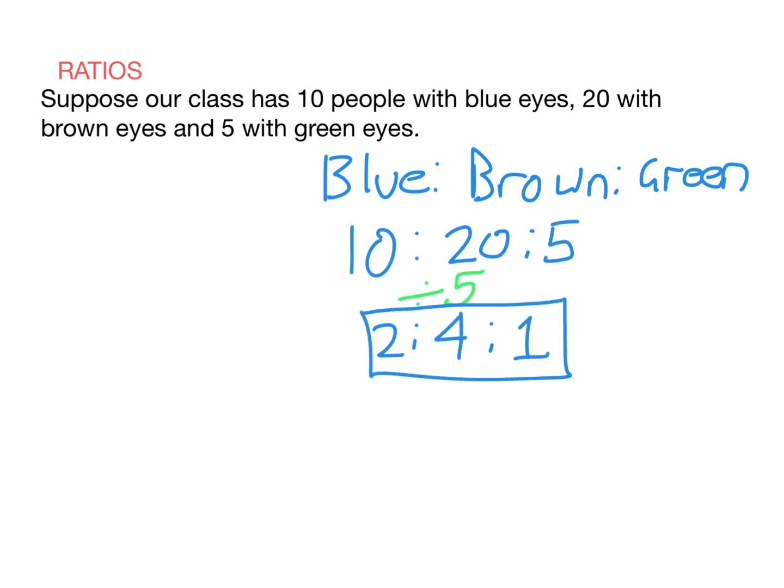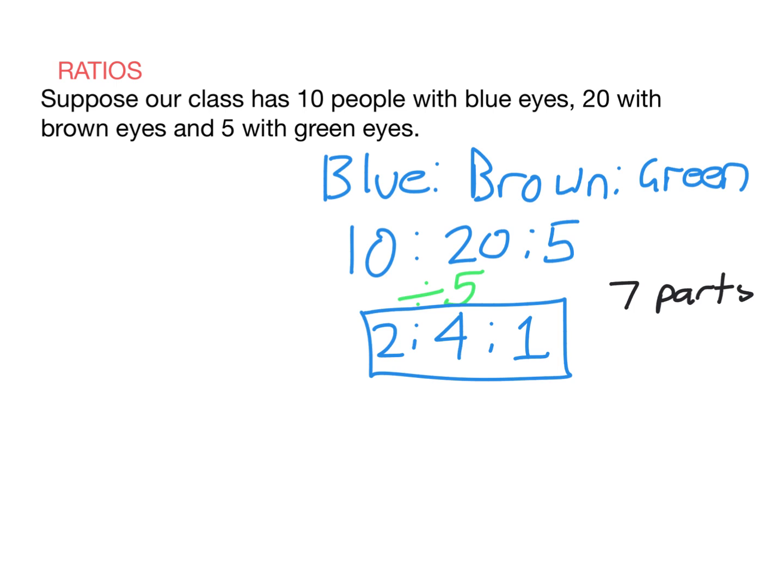So what does it mean? Well, here it's dividing the class into 2 plus 4 plus 1, into 7 parts, or 7 equal groups. One of those parts has students with green eyes, 4 of them have students with brown eyes, and 2 have students with blue eyes. It allows us to compare quantities. So we can see from this there are twice as many students with blue eyes as green eyes. There are twice as many students with brown eyes as have blue eyes, for example.